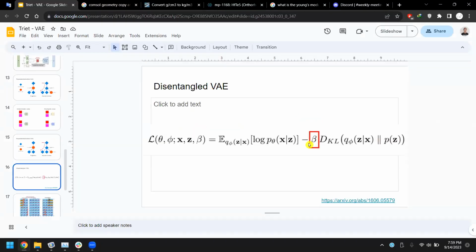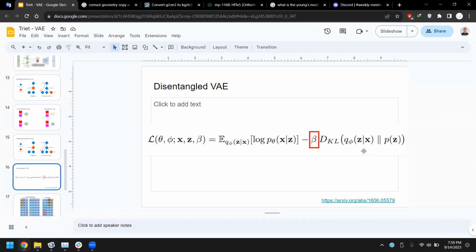Then you can control beta so that you can get different features. Wait, do you control beta manually or does the loss function do it? Manually. Then why is it a parameter for the loss function? Yeah, it's a hyperparameter. You have to change it, just like epoch and batch number.